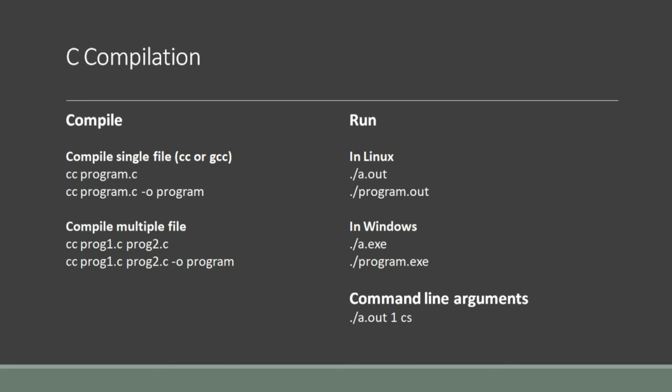Sometimes you may have to compile multiple programs. To compile multiple programs, type cc followed by the program names. Similarly, you can also create the object file with your name of choice. Now to run the program, type ./ then the object code name, .out for Linux or Unix and .exe for Windows. You can also provide command line arguments if your program supports it. Just type ./a.out then your arguments.